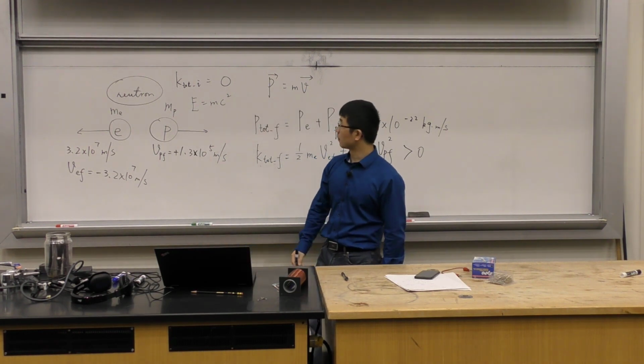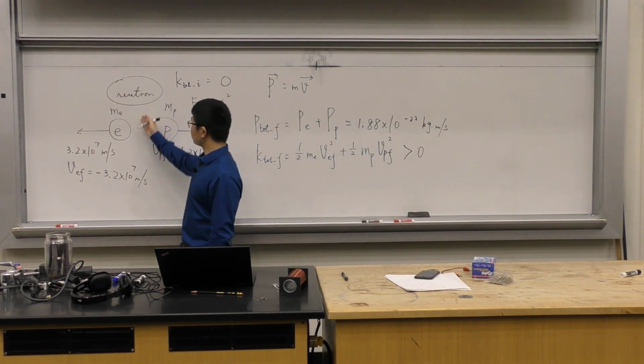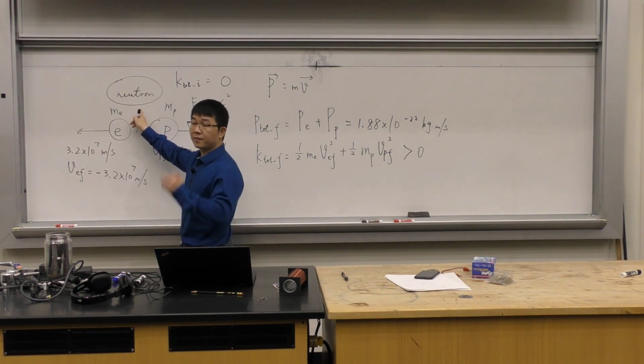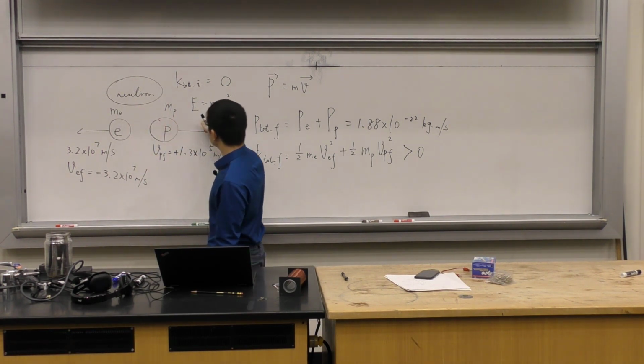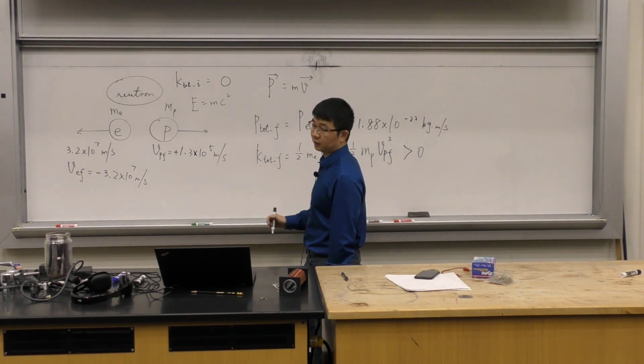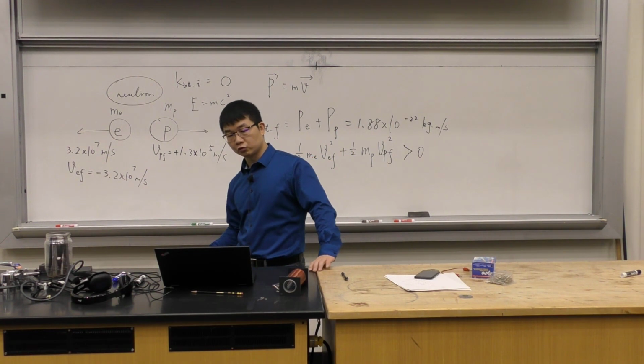Einstein discovered. If you calculate the mass very carefully, the sum of these two masses is going to be a little bit smaller than the mass of the neutron, and that mass has become the energy, nuclear energy. That's why these two particles get kinetic energy. Conservation of energy is still true here.